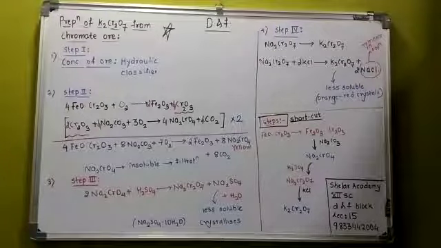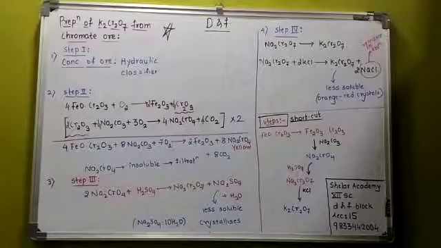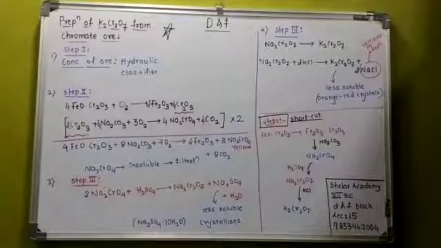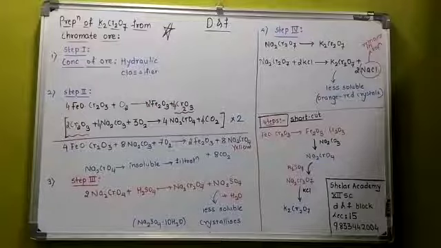Very important question, I repeat. So we start with the very first step. The ore we have taken is the chromite ore, FeO·Cr2O3. It is also called the chrome iron ore. The very first step is to concentrate the ore. The powdered chromite ore is concentrated by washing with a current of water. It is called a hydraulic classifier.